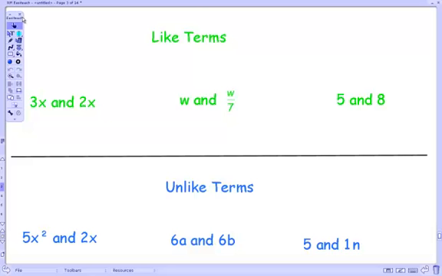They don't match up. It's like having apples and bananas. 6a and b, again, it's like having apples and bananas. If you had 6 apples and 6 apples, you would say, I have 12 apples. But if you have 6 apples and 6 bananas, would you say I have 12 apple bananas? Is there any apple bananas? No, so you can't put them together. So if you're describing it as apples and bananas, you'd have to keep it separate.